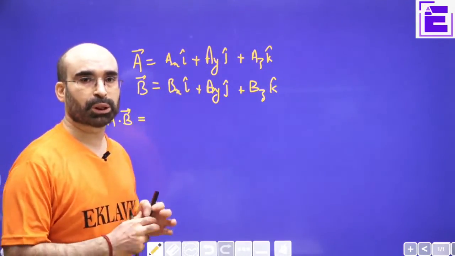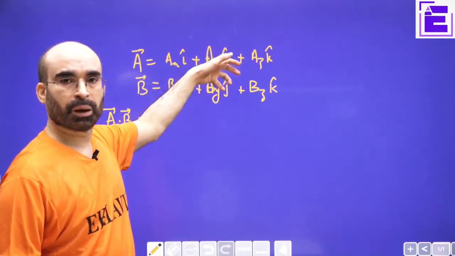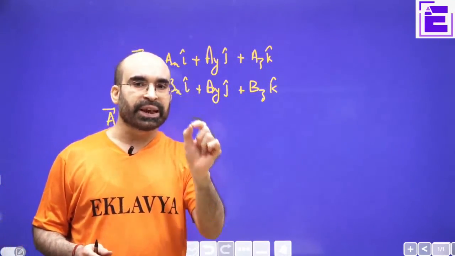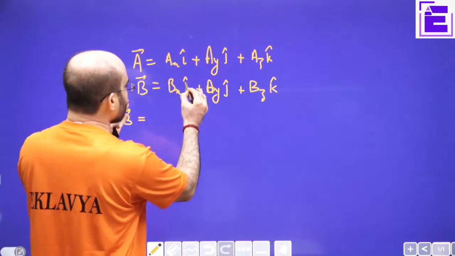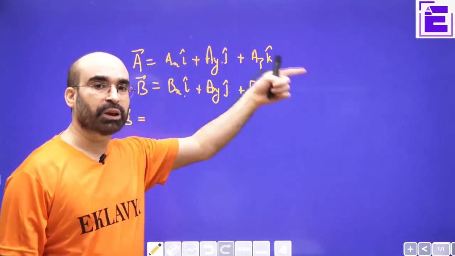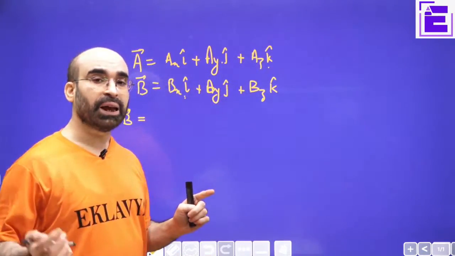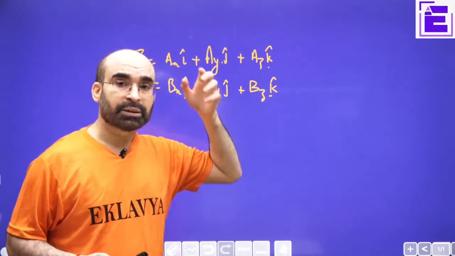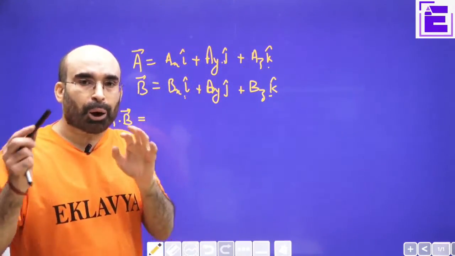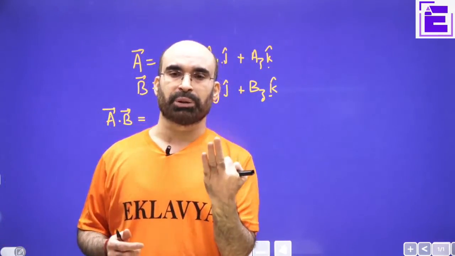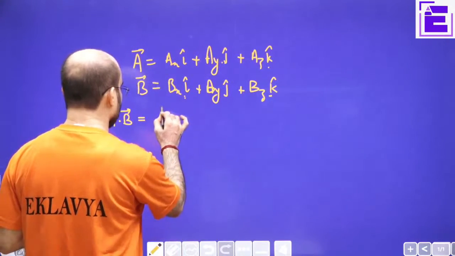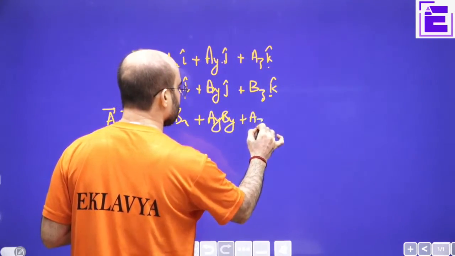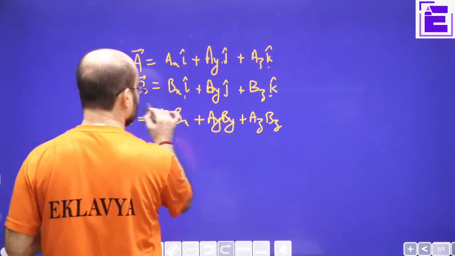A dot B, what you will do? If you multiply this, what will happen? There would be 9 terms. Okay, out of 9 terms, 6 terms would be like this: I dot J will be 0, I dot K will be 0. Right? Similarly, J dot K is also 0. So out of 9 terms, only 3 terms will survive. So simply you would say AX BX plus AY BY plus AZ BZ. So this we are going to get.